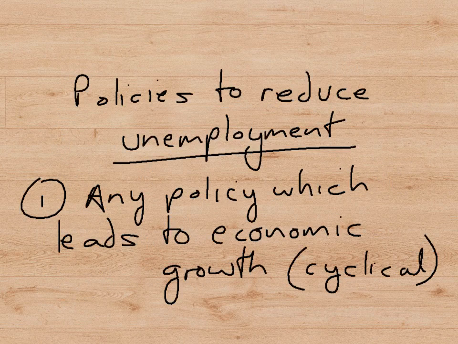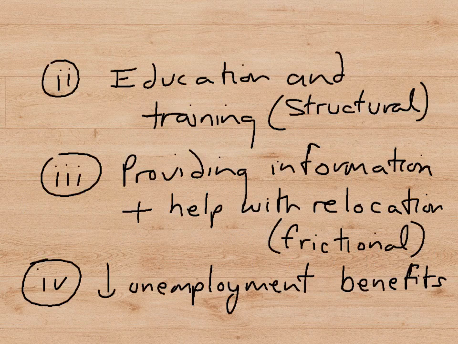There are several policies used by the authorities to attack unemployment and to reduce it. Any policy that leads to economic growth will have a positive effect on unemployment. It will reduce unemployment to some degree. And the type of unemployment it's really attacking is cyclical unemployment. By reducing the output gap between the actual output of the economy and its potential output, cyclical unemployment is reduced.